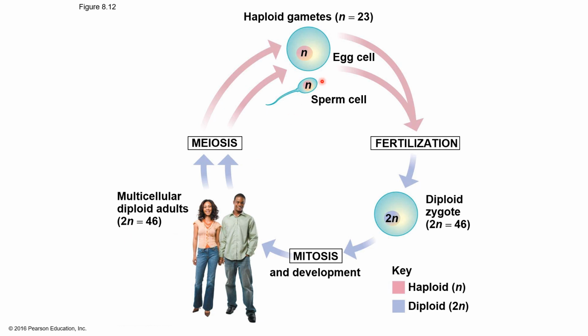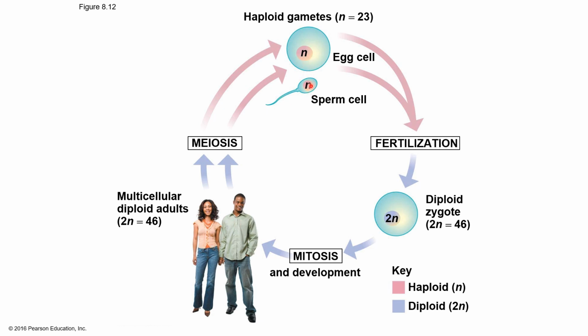So when we want to produce our eggs and our sperm, we have to go through meiosis. And the reason why we have to go through meiosis is because meiosis is going to result in haploid cells. So these eggs and sperm, they're going to be haploid, meaning they're only going to have half the number of chromosomes. So the mom is only going to be passing on half her chromosomes in the eggs, and the dad is going to be passing on half his chromosomes in the sperm.